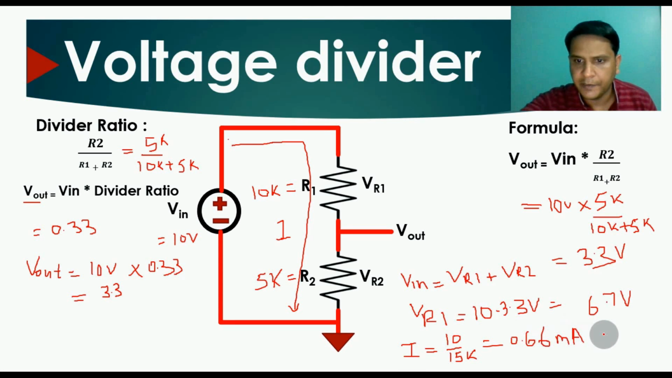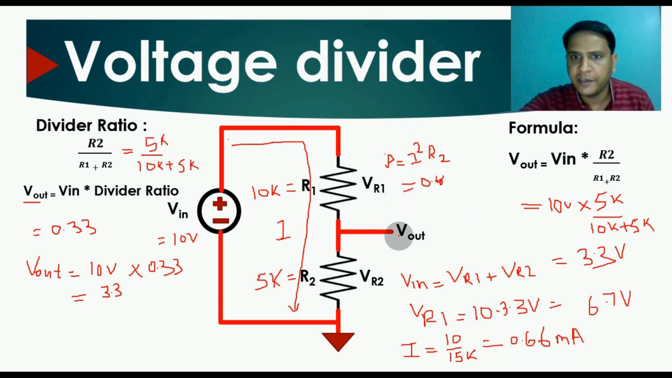Now if you want to find out the power dissipation, P equals I square R2. Let's say the power dissipation of this resistance. By using the formula I square R2, you can calculate the power dissipation of resistance R2. That means 0.66 milliampere squared times 5k, you will get some value for your power dissipation.